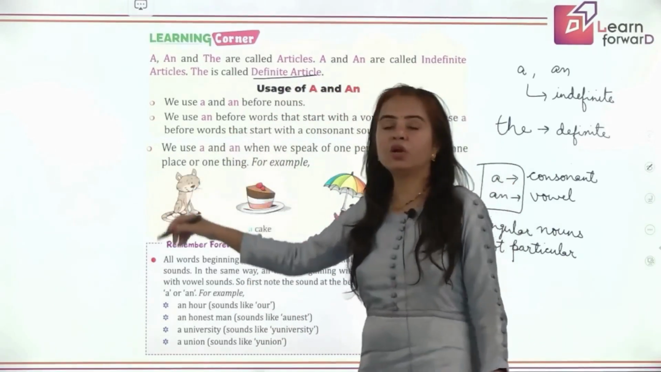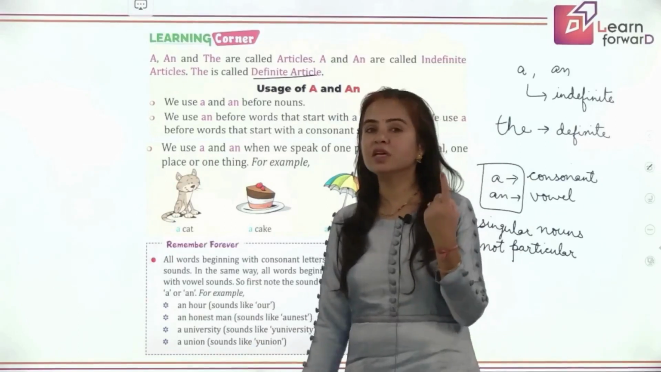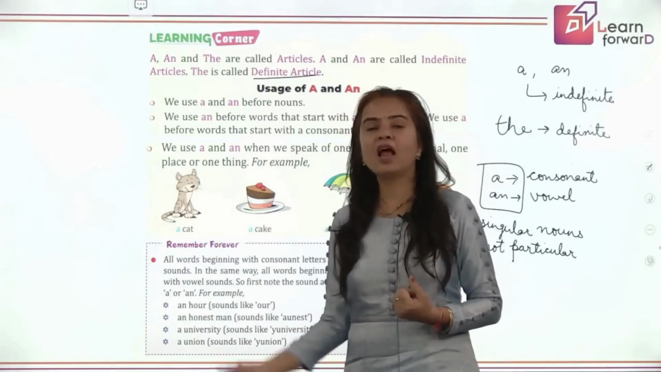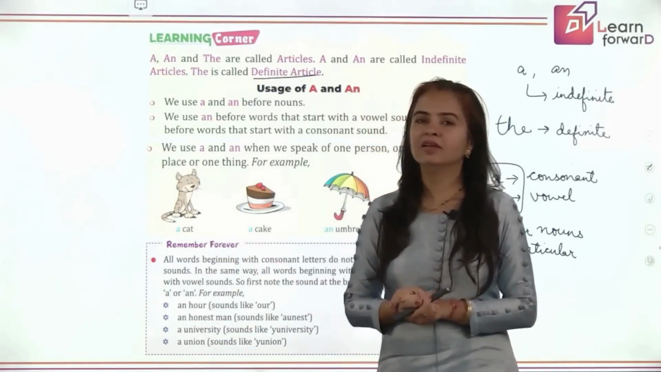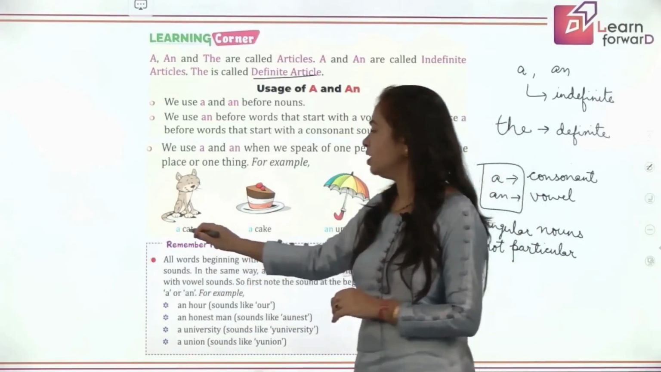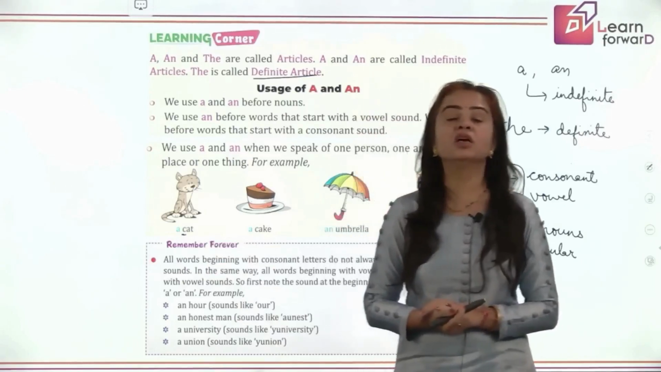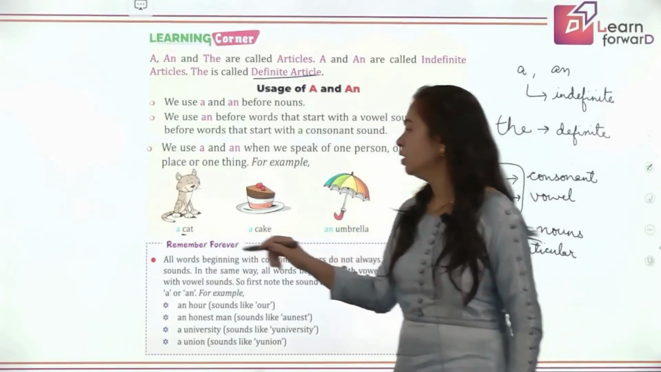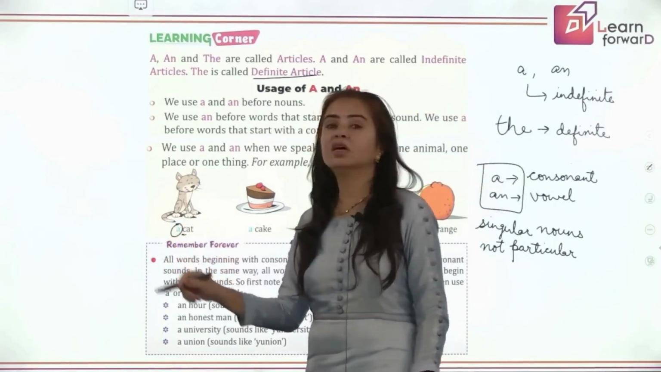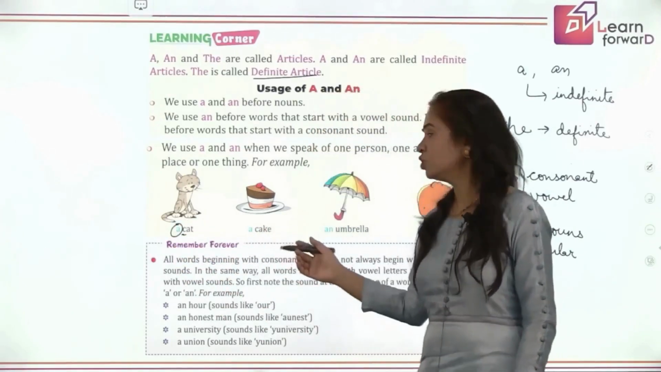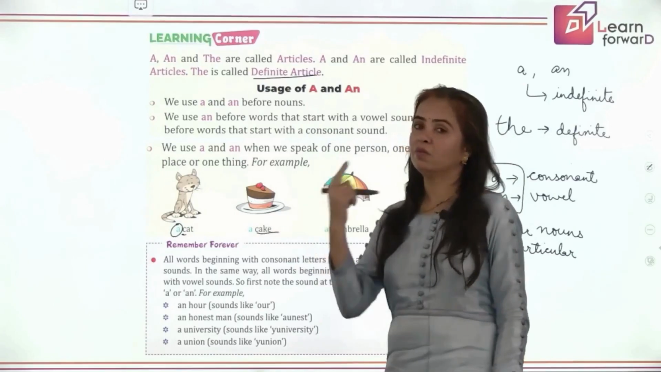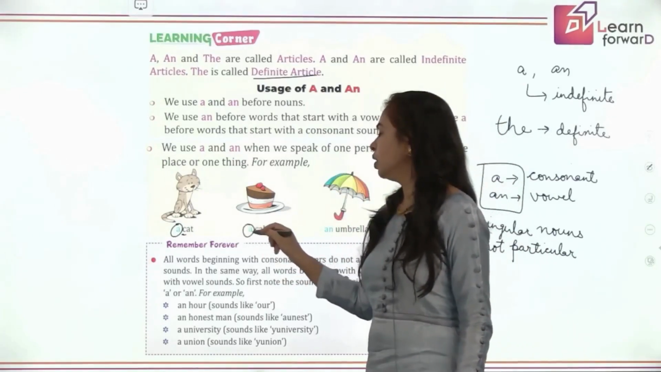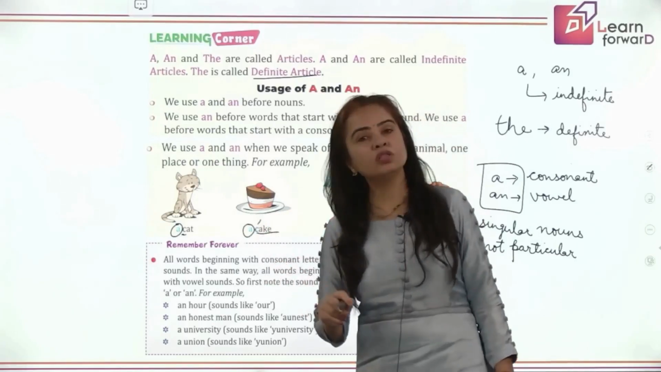Let's see some examples now. Suppose we are talking about cat. So first thing is cat is a noun. It is singular, right? Now cat can be any cat. Next, you have to check the initial sound, that is C, K. So that is a consonant sound. So we are going to use a here. Next picture is of a cake. Again, one cake, any cake. So because it is a consonant sound.